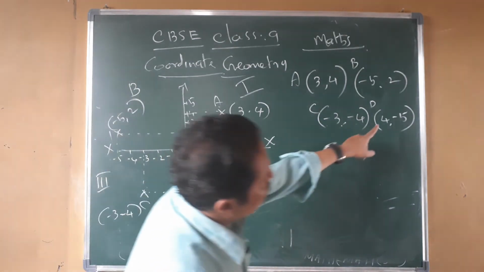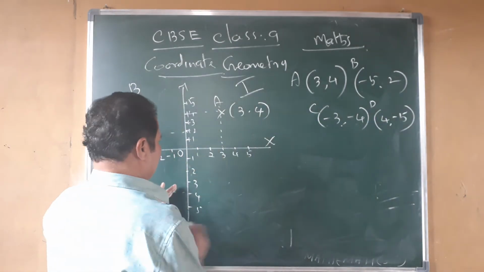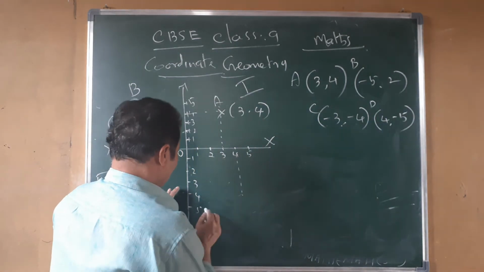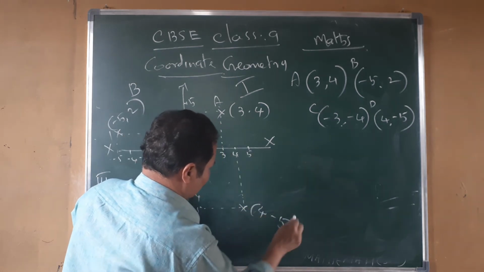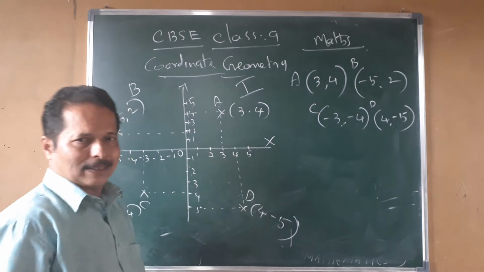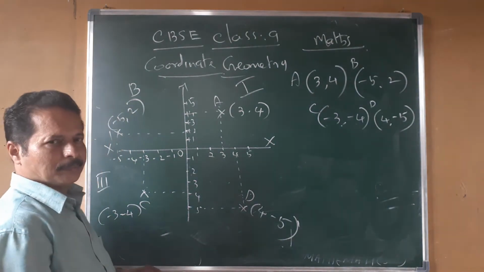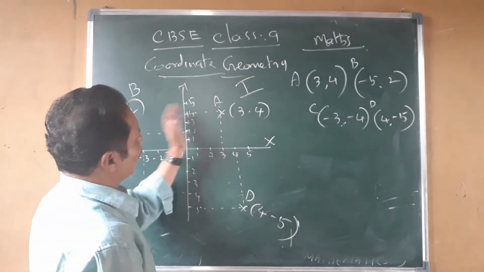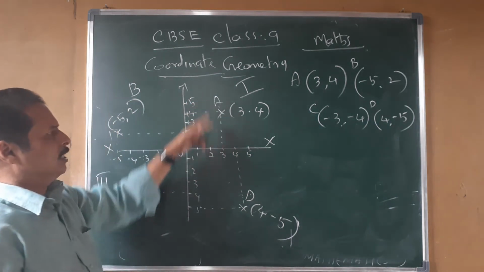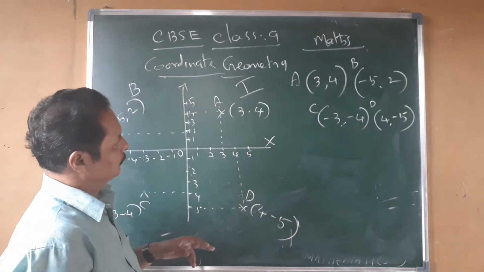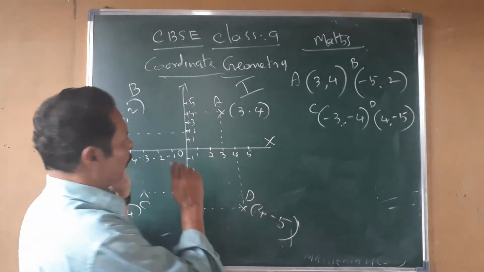And the last one is (4, -5). 4 is here. And -5 is here. (4, -5), the point is D. You see that? Actually, it is not necessary to mark these points. If you use the coordinates very clearly, it is not necessary to mark the dots. Okay? You can know how to mark the points.